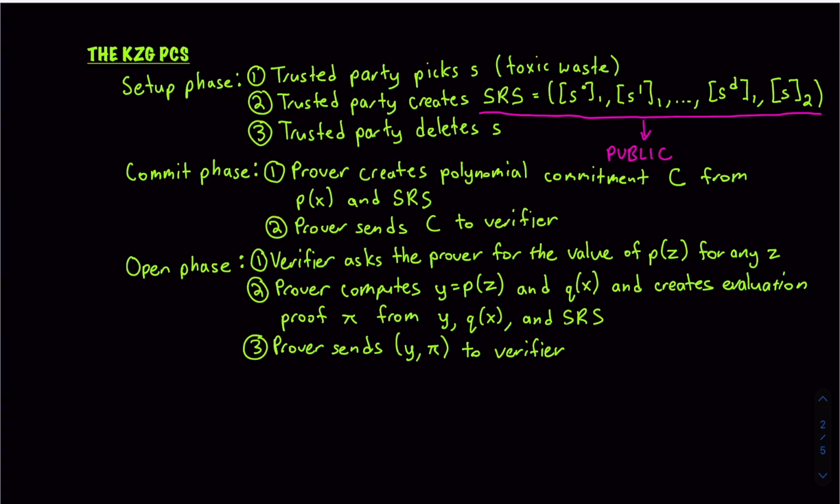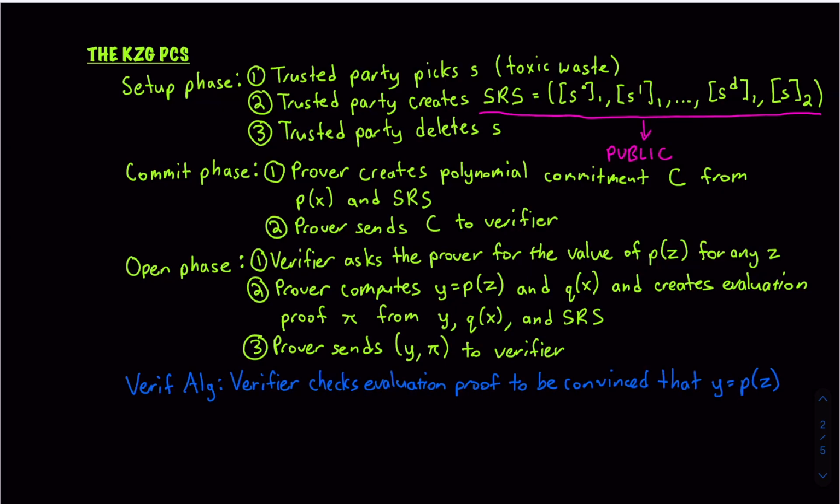Both C and pi are elliptic curve points in group G1. Now we're ready for the final step, the verification algorithm. How does the verifier check that the prover isn't lying? Let me start by writing down the verification algorithm, and then we'll unpack why it works.